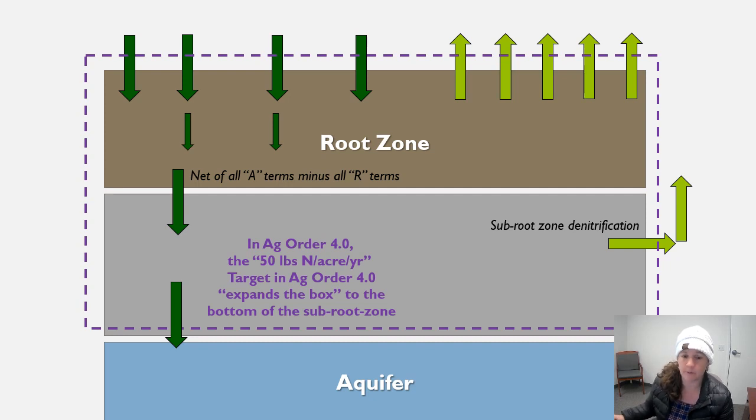And so we went through actually the derivation from Ag Order 4.0 of how you jump from wanting this arrow to be no more than 10 parts per million and how that equates to 50 pounds of N per acre per year as the final limit.